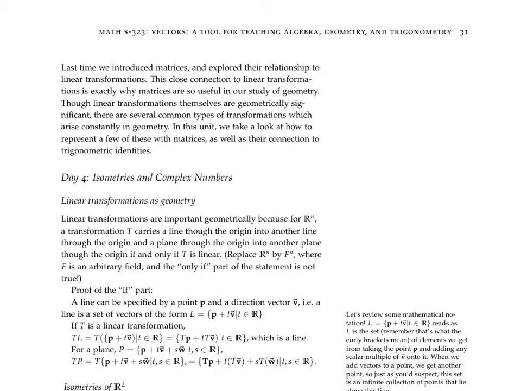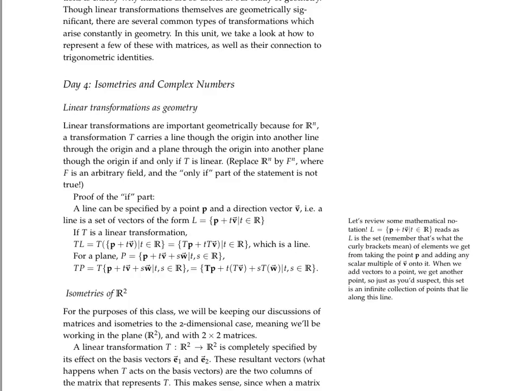Exactly how to write this down in terms of notation, my goodness, it's kind of crazy looking. Let's remember our mathematical notation. The first thing here is that this is the if part of this proof. A line can be specified by a point P and a direction vector V. Remember that if you want to identify a line, you normally want a point on the line and slope. That's where point slope formula comes from.